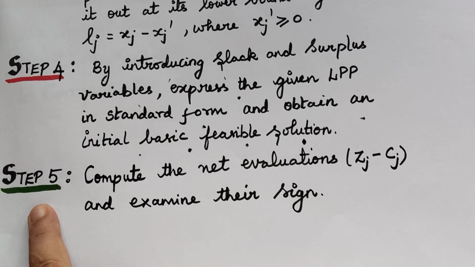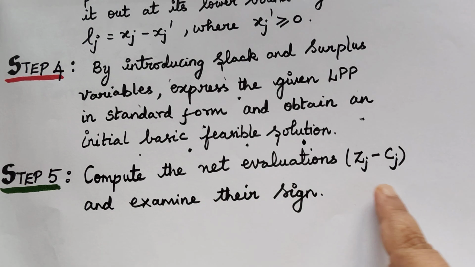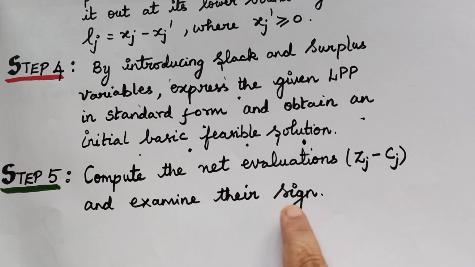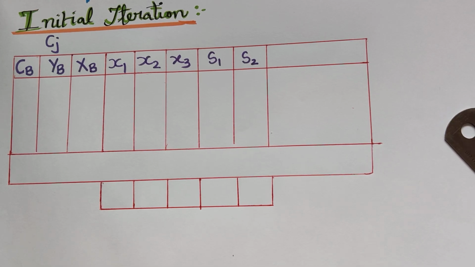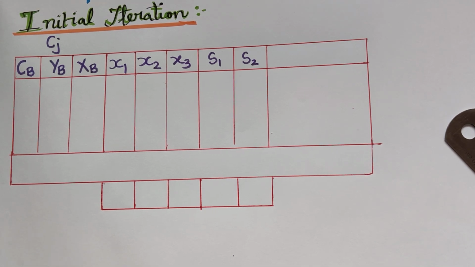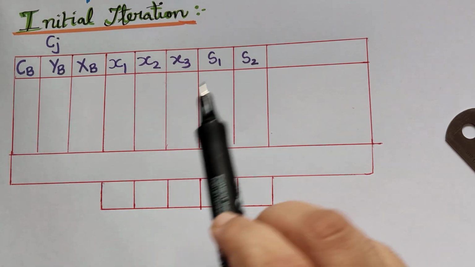The next step is step 5: compute the net evaluations Zj minus Cj and examine the sign of Zj minus Cj. This is the usual simplex method procedure that we are continuing with. So we shall begin the problem with the initial iteration. Now here we have the simplex table. Let me explain each of the columns one by one.